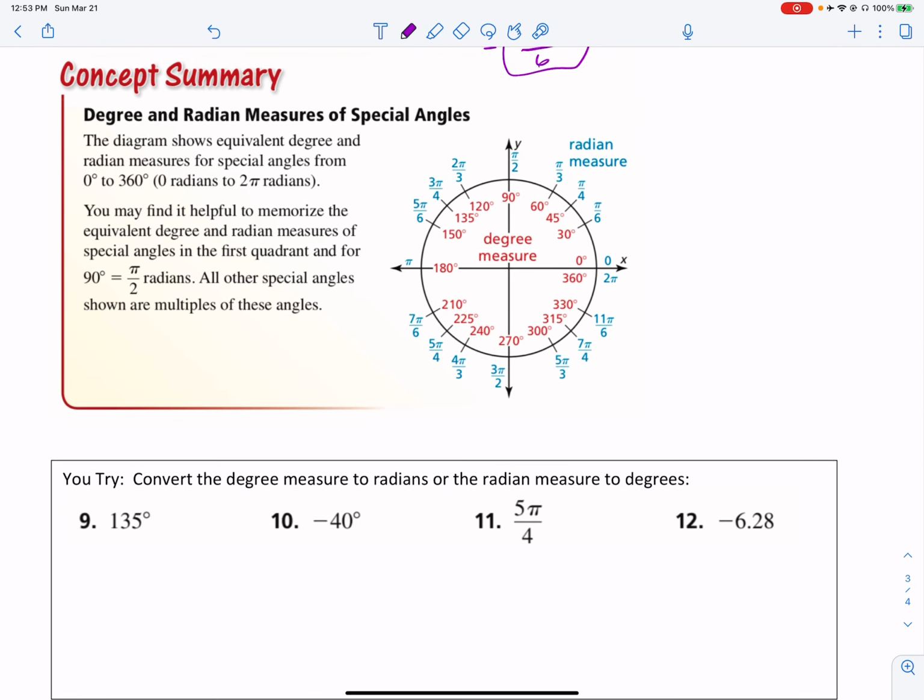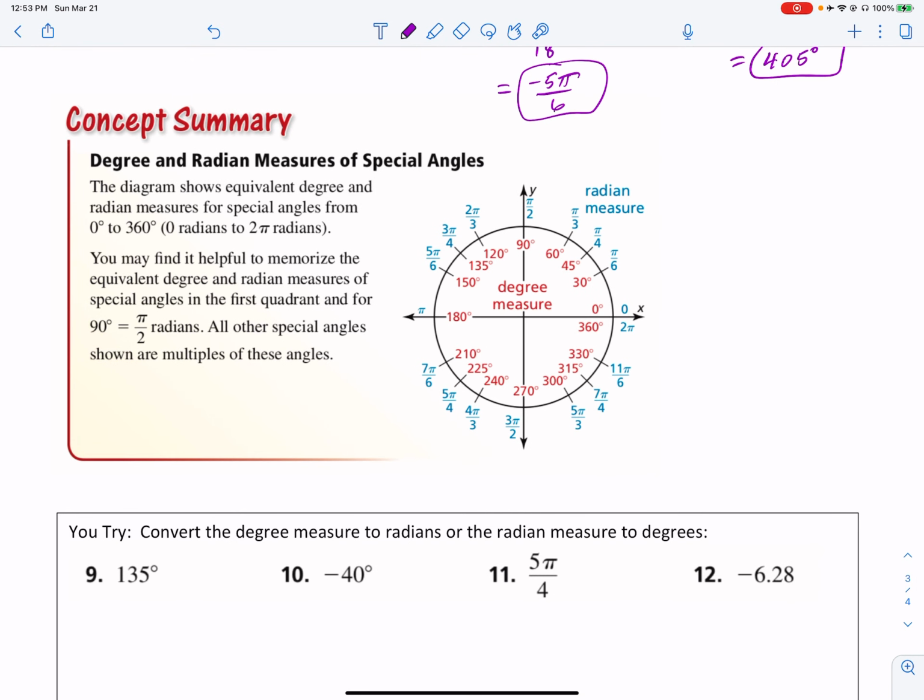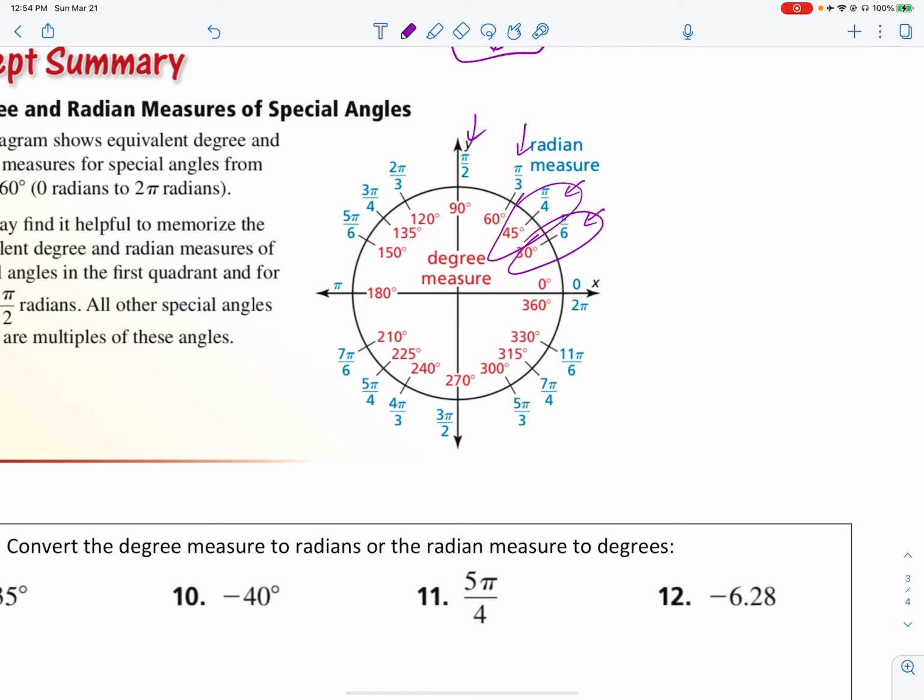Now, I've already set you up for some of these degree and radian measures. That pi over 6 is 30, pi over 4 is 45, pi over 3 is 60 degrees, pi over 2 is 90, 2 pi over 3 is 120. All the way around the circle, you want to know these equivalents. You want to be able to take a blank unit circle and write out all of these pairs quickly with no hesitation.